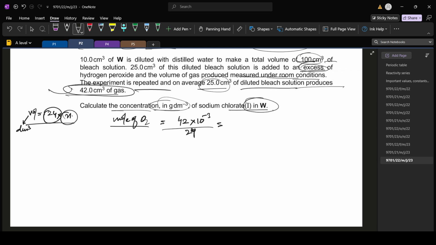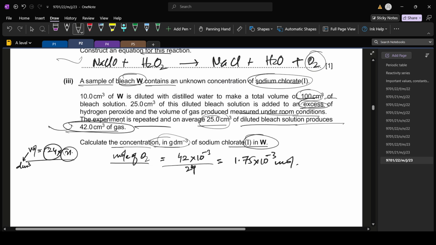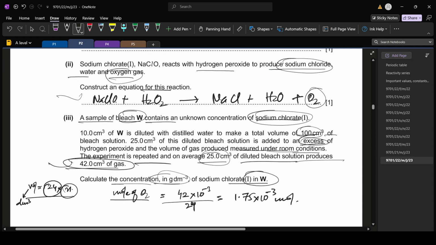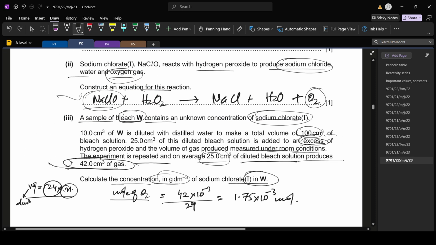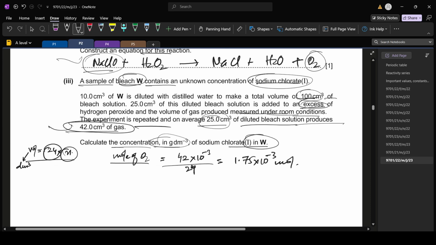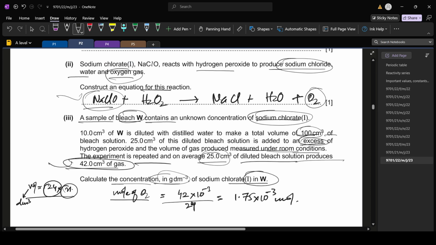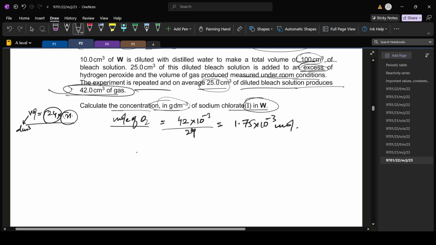So it's actually going to be 1.75 × 10⁻³ moles of oxygen. Okay, so now you will calculate the moles of this NaClO, because W contains this sodium chlorate(I). You will calculate the moles of this sodium chlorate(I) from the ratio of oxygen from the equation. So you can see that the oxygen and the sodium chlorate(I) are in a 1 to 1 ratio.